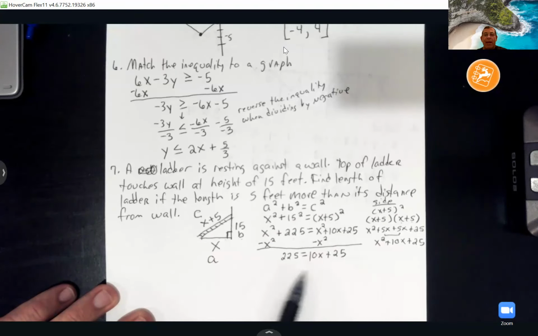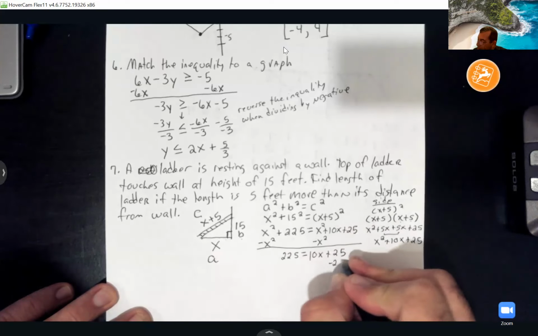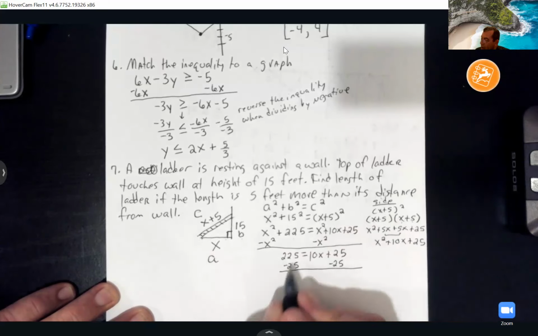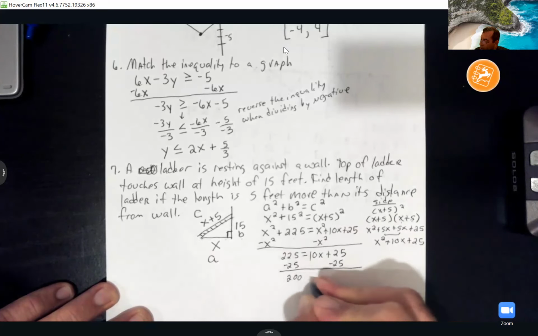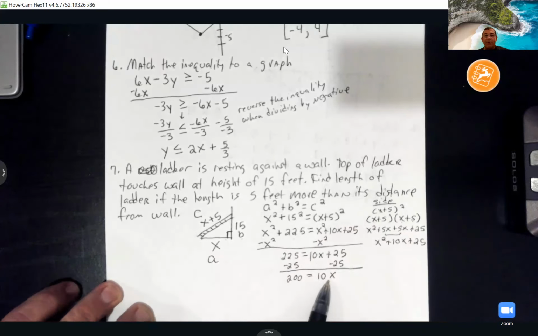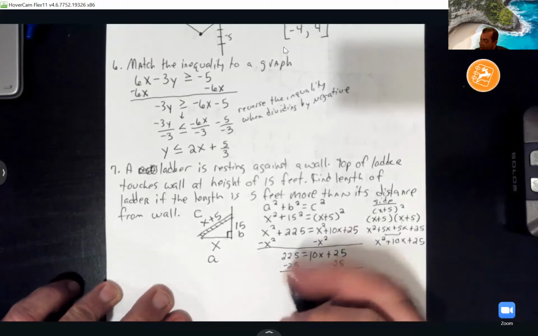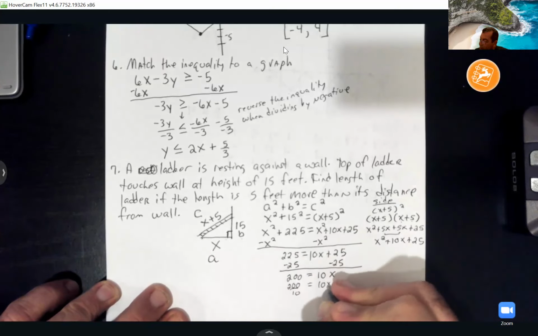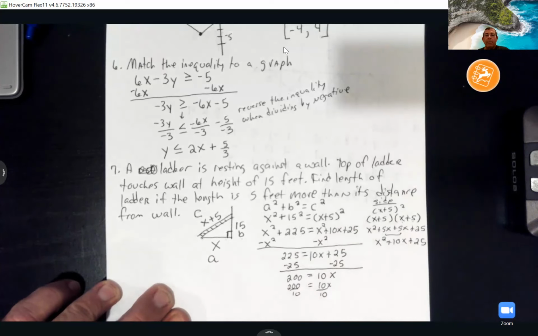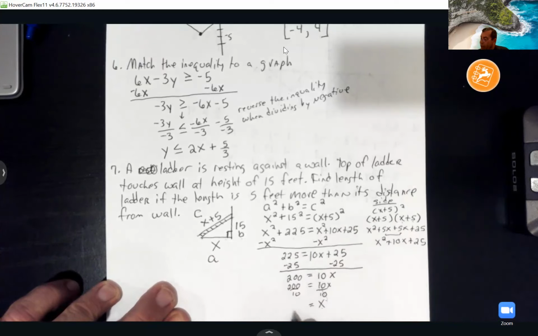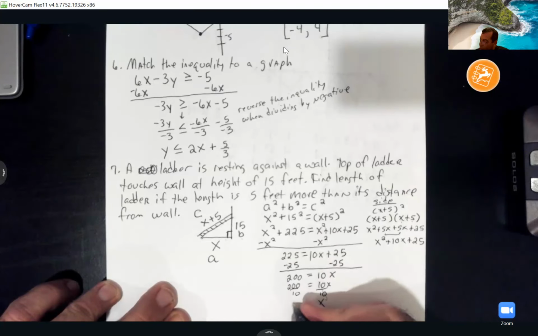So I'm going to subtract 25 from both sides. So look at that. I get 200 equals 10x. So my final step, divide both sides by the 10. So y'all, x, again the 10s cancel, is going to equal 200 divided by 10. What's that, 20?